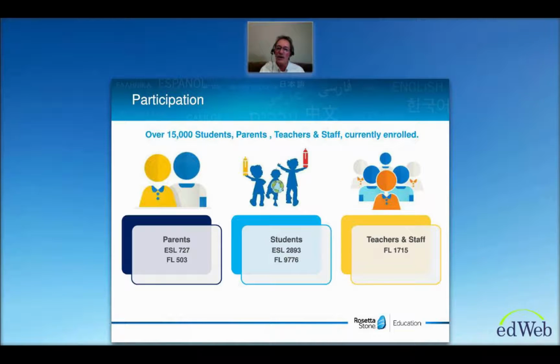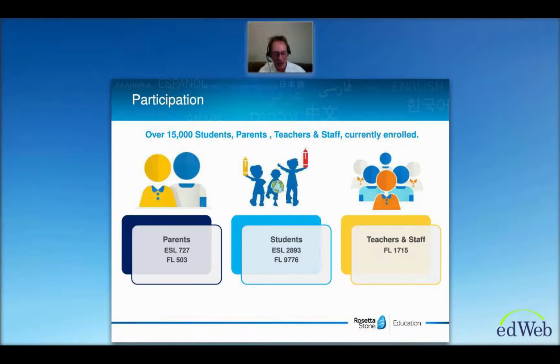And it was a choice of any language that we had support from Rosetta Stone for that they could learn. So I had requests for Italian because I'm going to be taking a vacation in a couple of months. We ran the gamut of all the different languages. Our ESL student population at this point is almost 2,900.